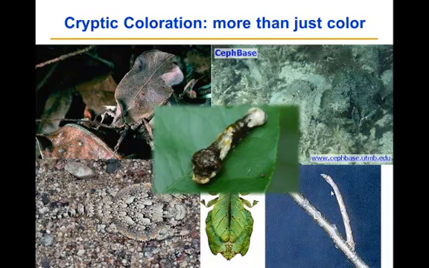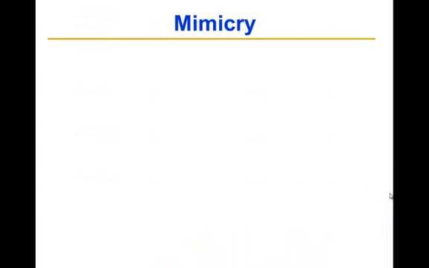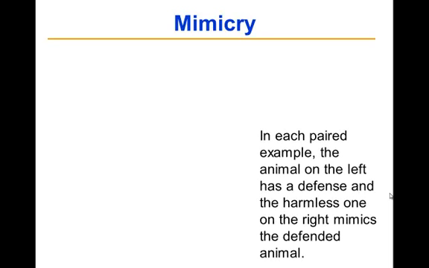Let's look at mimicry. Mimicry is another manifestation of adaptation. So mimicry, you'll recall, is when a harmless species looks like a harmful one, and thereby derives some degree of defense. I'm going to show you paired photographs, and in each example, the animal on the left has a defense, and the one on the right is a harmless mimic. So let's take a look.